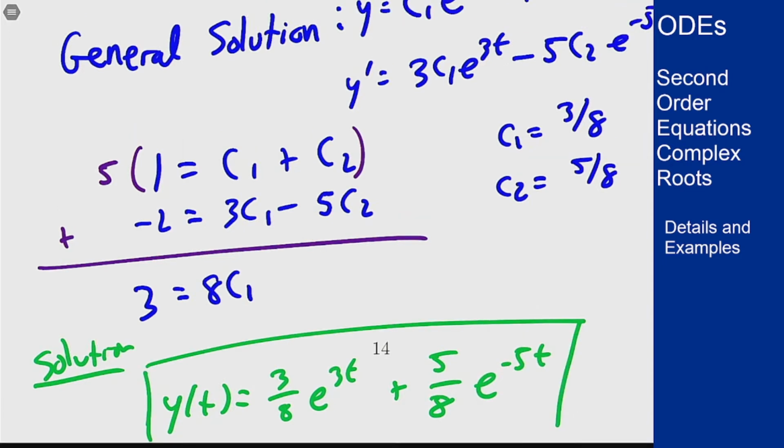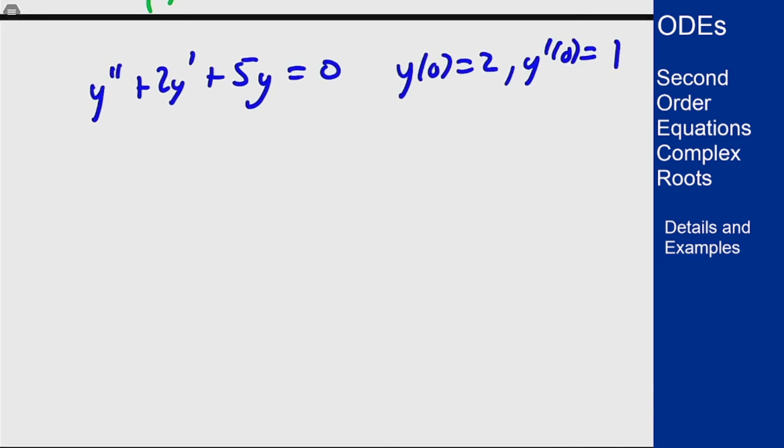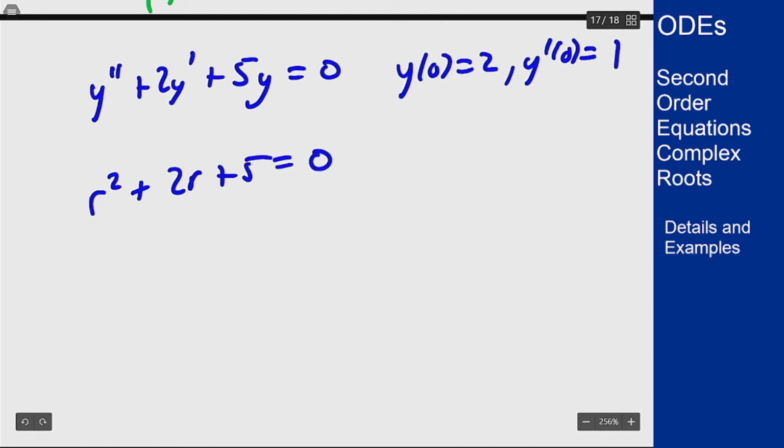Now for the second, we should hopefully see some complex numbers. That was sort of the point of this set of videos. The second one we had, this equation here, y double prime plus 2y prime plus 5y equals 0, with y of 0 equaling 2 and y prime of 0 equals 1. Again, we go to solve this. We get characteristic equation of r squared plus 2r plus 5 equals 0. This does not factor. Let's try quadratic formula.